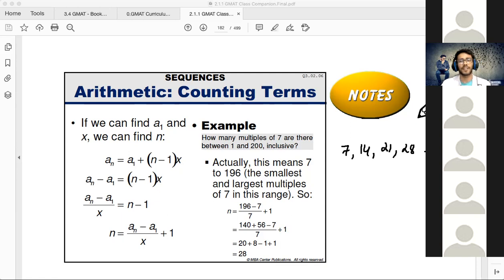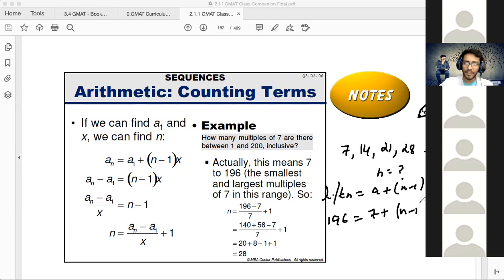196. Correct? Now I don't know how many numbers there are. N is missing, but I have a formula: Tn equals A plus (N minus 1) into D. Now listen, Tn and L are the same thing. Tn means any general term and L means the last term. What is the last term here? 196. So in place of Tn you can put 196. 196 equals A, which is 7, plus (N minus 1) into D, and D is also 7.